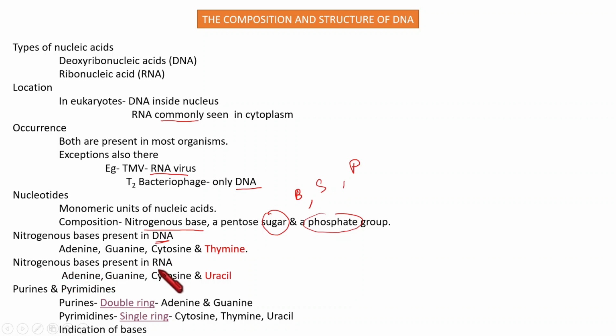In RNA, these bases exist: adenine, guanine, cytosine. But instead of thymine, another base is present, that is uracil. So there is a difference between DNA and RNA. What difference is that? Among the nitrogenous bases in RNA, instead of thymine, uracil is present.